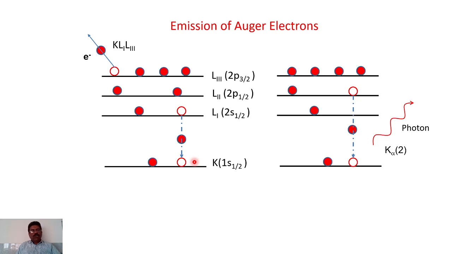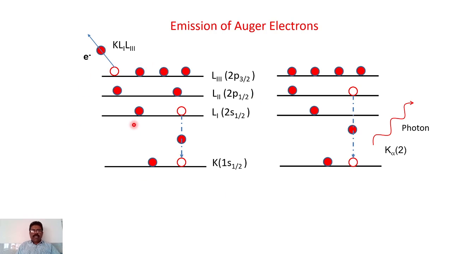So both of these possibilities are there. Sometimes a characteristic X-ray may be given out, or sometimes this energy release may be utilized by an outer shell electron to become free from the target atom, and the electron given out is called the Auger electron. This entire process is named the Auger effect.